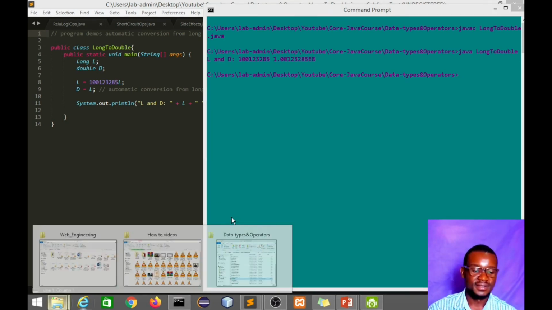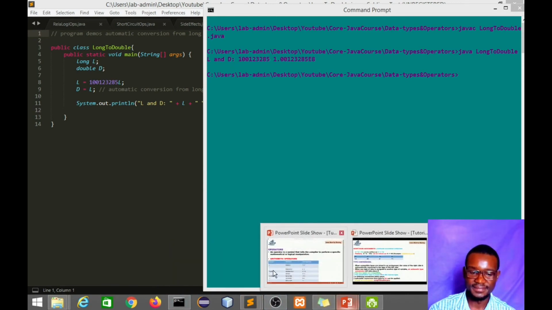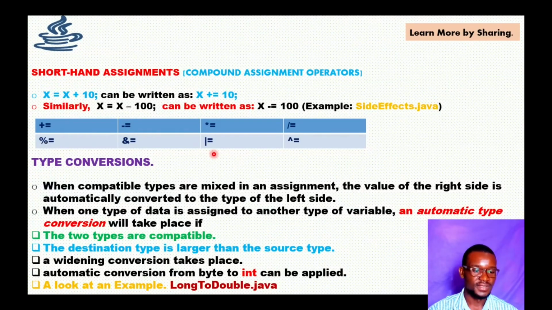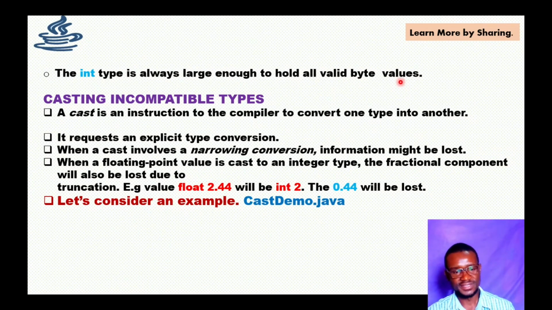Let us continue and look at the slide. Okay. So we have looked at this example, long to double. Let us also look at this statement right here. We are told that the int type is always large enough to hold all valid byte values. Okay, so the int is big enough to hold valid byte values.